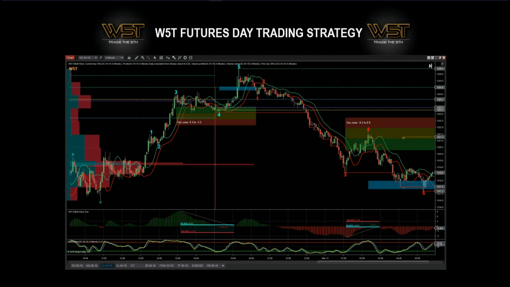This is a 5-minute chart of gold futures, and it shows the 5 waves behave in 2 alternate trends in consecutive days. We've developed this futures trading strategy for 6 main futures: ES, YM, NQ, ZB, GC and CL. They all behave similarly when trending.